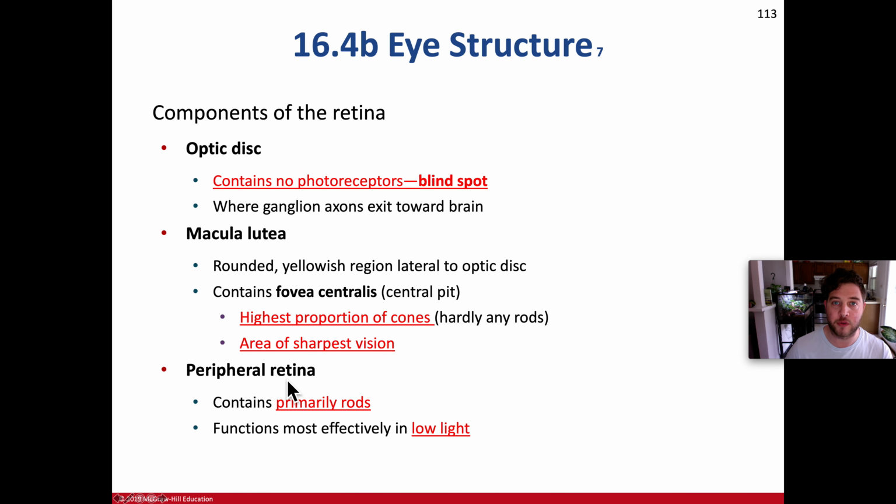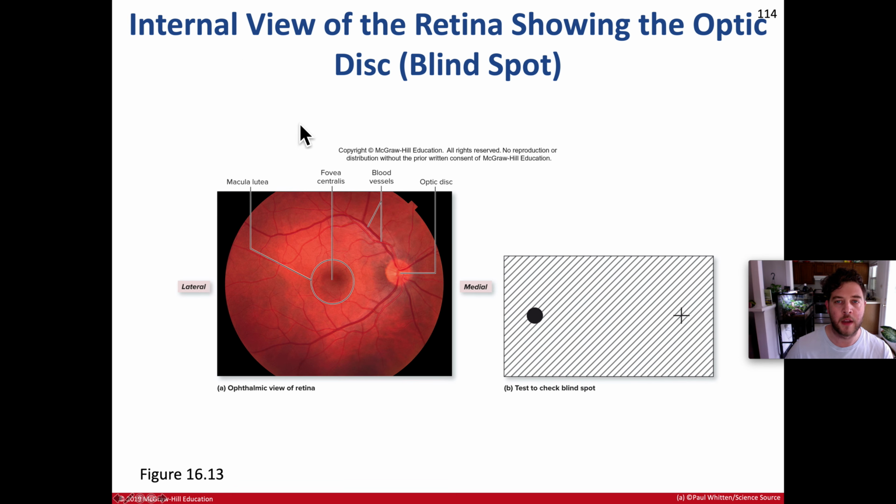You have your peripheral retina, which contains primarily rods and functions most effectively in lower light. Rods are best in lower light. Cones work better in brighter light and with color. There's just an internal view of that, so you can see the optic disc over here. It's that convergence of the optic nerve. You have your macula lutea with the fovea centralis right in the middle of it.